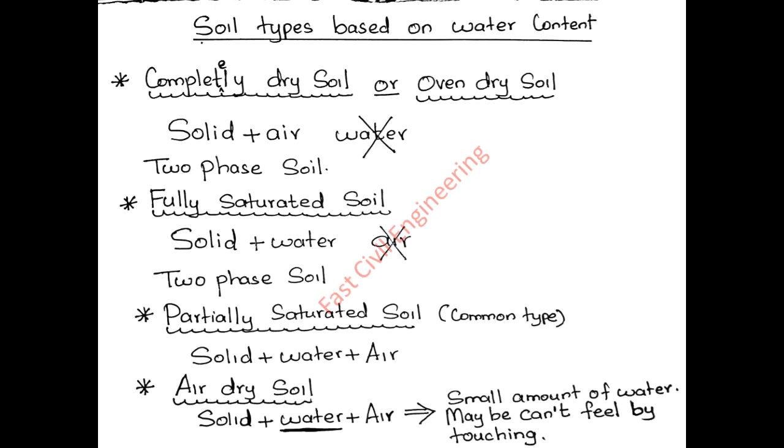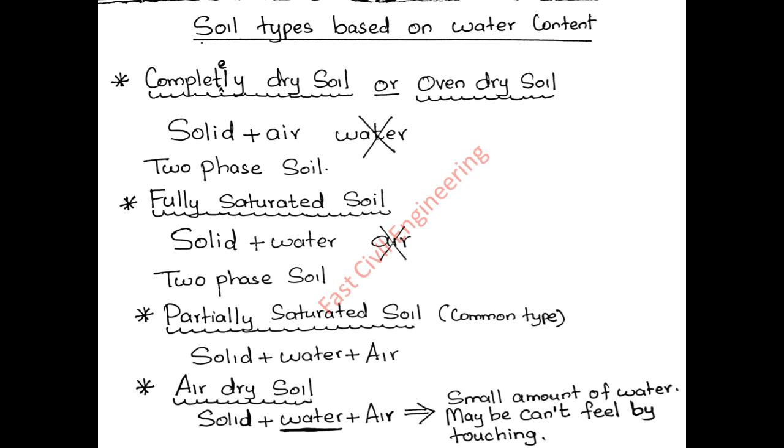Soil types based on water content. Number 1, completely dry soil or oven dry soil. Two-phase soil, there are solid and air. Number 2, fully saturated soil. This one is also a two-phase soil. There are solid and water.